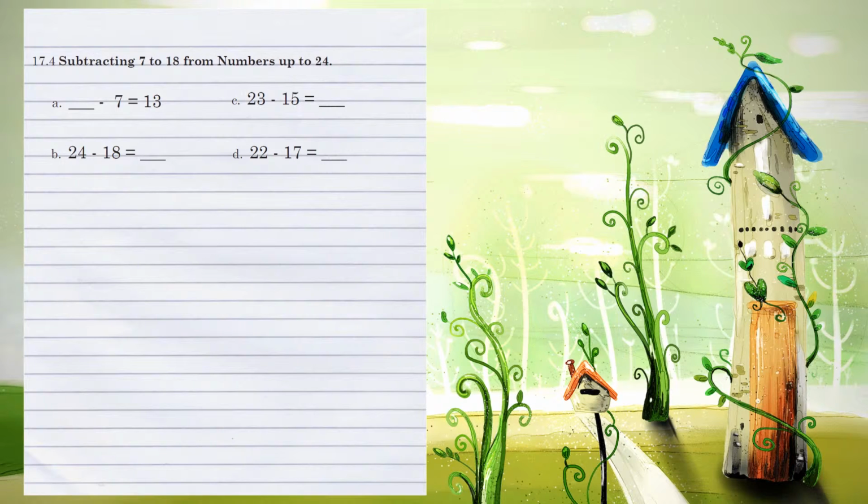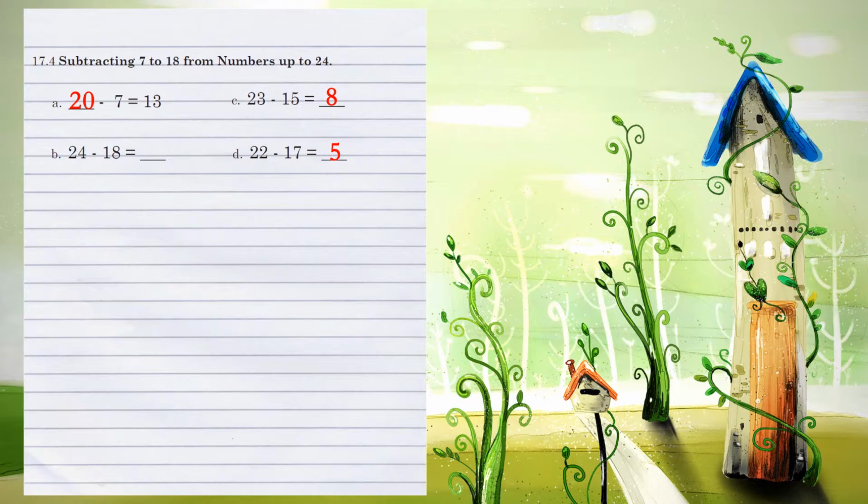Unit 17.4, subtracting 7 to 18 from numbers up to 24. Example A, what number minus 7 equals 13? Here we can also work backwards. We can take the 13 plus the 7 and see what number we start with. So 7 plus 3 is 10, carry the 1, 1 plus 1 is 2, we started with the number 20.